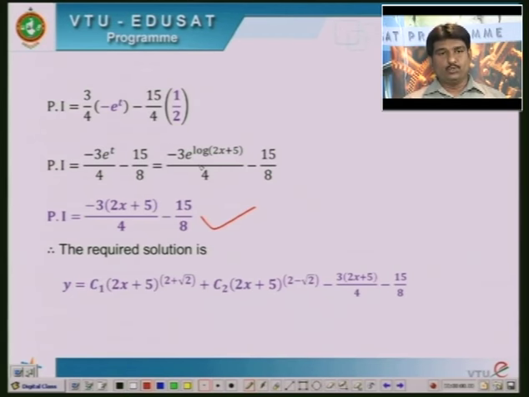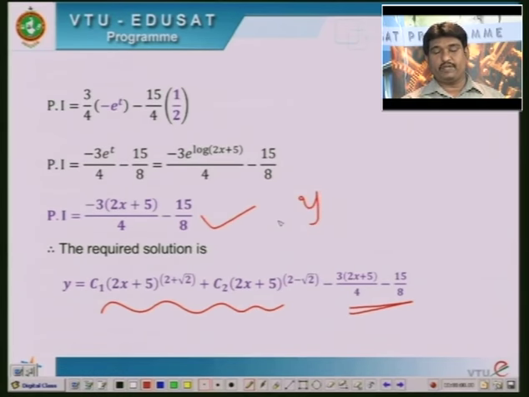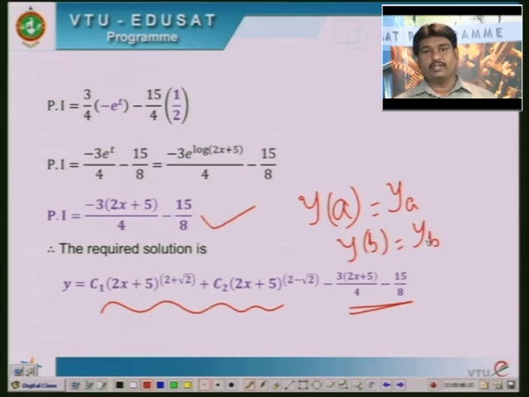The complete solution is y equals Cf plus pi. This is the solution of Legendre's differential equation. In case boundary conditions are given, boundary conditions specified at more than one point, for example, y of a equals some ya and y at b equals yb is given. Two conditions are given, specified at 2 points a and b. Conditions specified at more than one point are boundary conditions, and the corresponding problem is known as a boundary value problem.